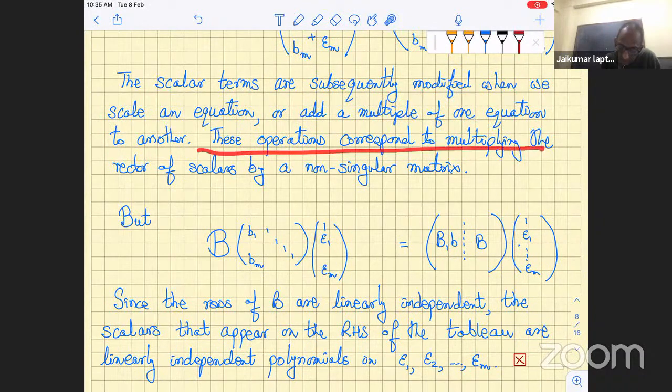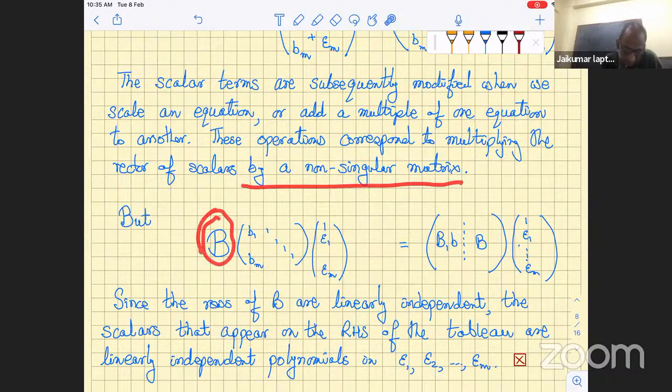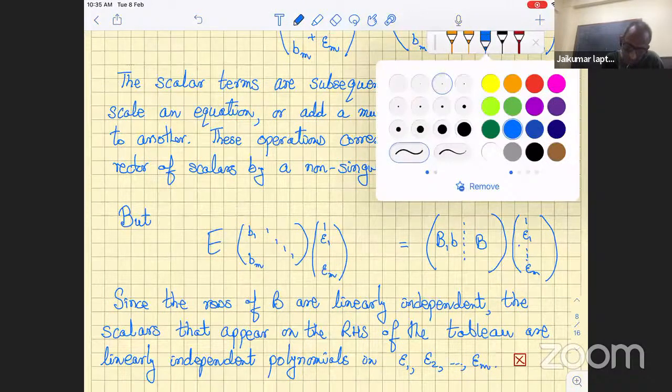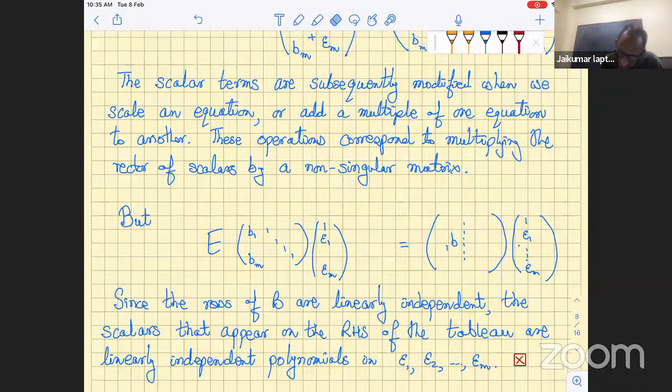These operations correspond to multiplying the vector of scalars by a non-singular matrix. This elementary matrix I have called B. Okay. At each step, you are multiplying it with this matrix. Yes, I shouldn't have used the letter B. So this I should call, let's say, the elementary matrix E. Yeah. So there is the matrix E.